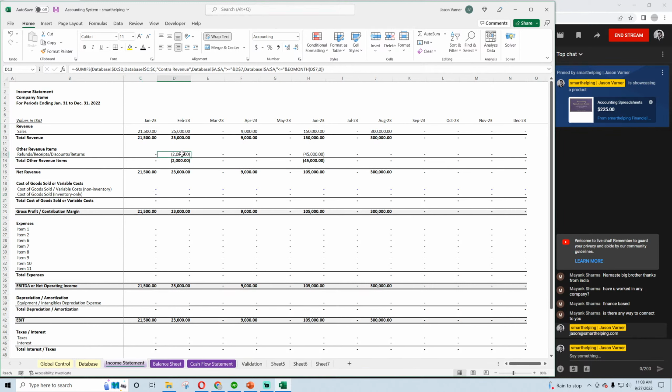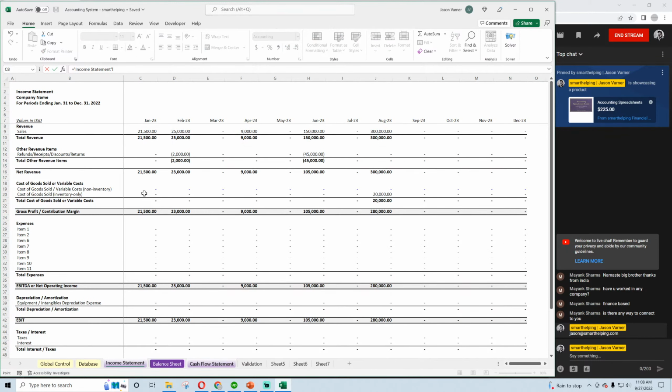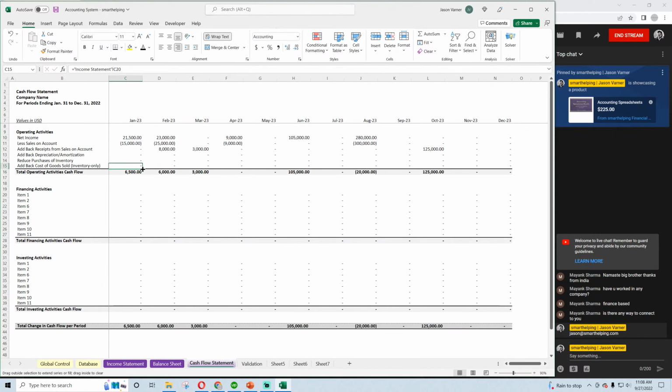The only reason we have contra revenue as a negative is because it's like a negative positive value. But here, cost of goods sold, so 20,000 will be negative or positive, and we will be reducing that off of net revenue. Okay, so inventory, and then the other effect of cost of goods sold is on the cash flow. We need to add back cost of goods sold so we don't double count it. So we're adding this back.